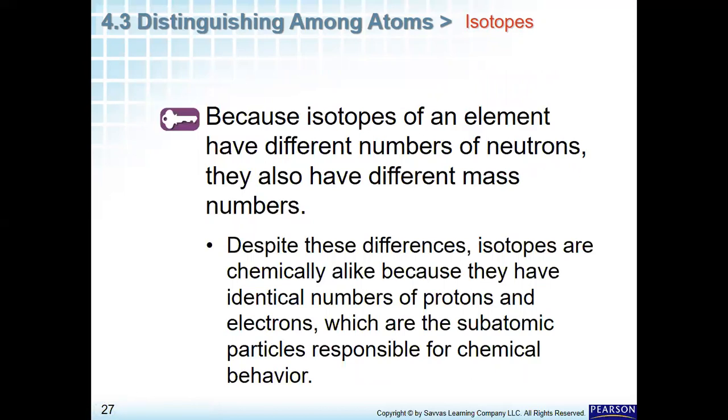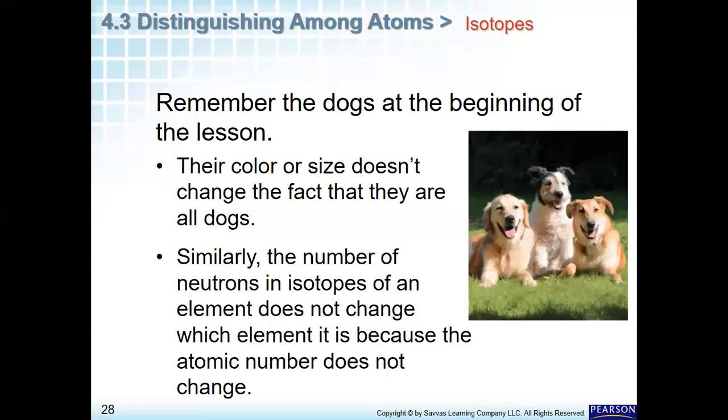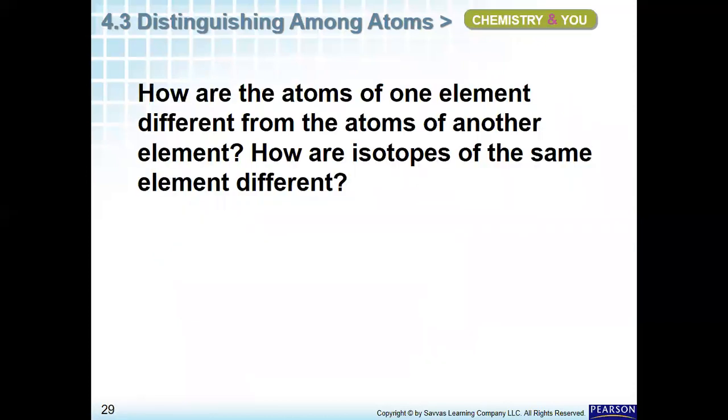Because isotopes of an element have different numbers of neutrons, they also have different mass numbers. And despite these differences, isotopes are chemically alike. Why? Because they have an identical number of protons and electrons, and that's responsible for the chemical behavior and chemical reactions. So remember the dogs at the beginning of the lesson: their color or size doesn't change the fact that they are dogs. Similarly, the number of neutrons in the isotopes of an element does not change which element it is, because they all have the same atomic number, and that's like a fingerprint for all of the elements.